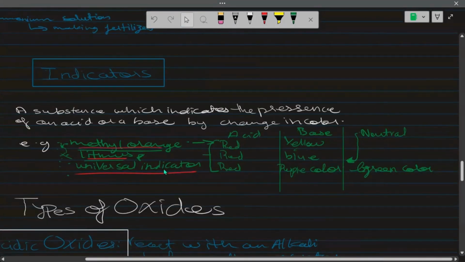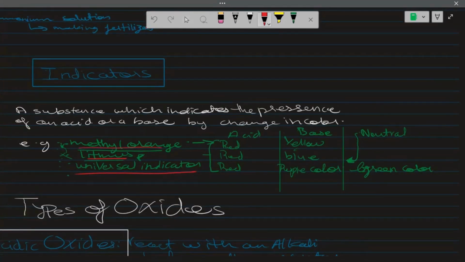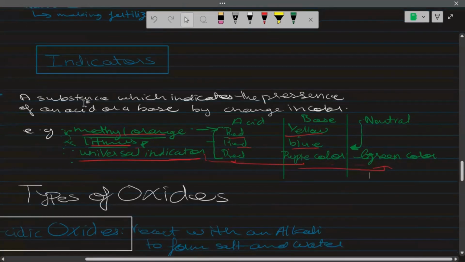The first is methyl orange. What does methyl orange indicate? It indicates a red color in an acid and a yellow color in a base. A litmus placed in an acid indicates the red color, while in a base it indicates blue color. A universal indicator in an acid indicates red color and in a base a purple color, and it also indicates a neutral by a green color. So these are indicators.